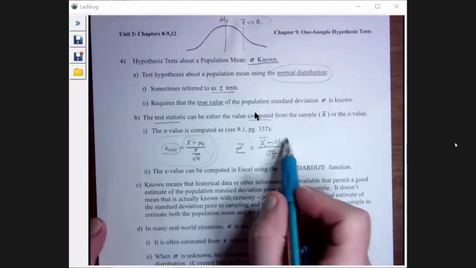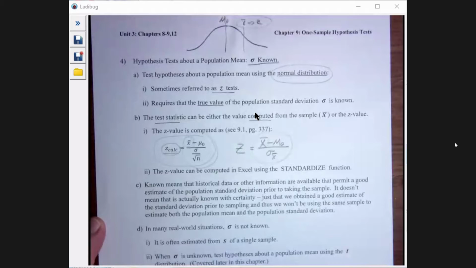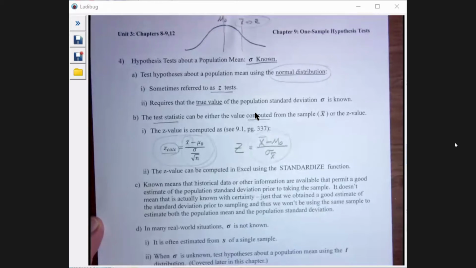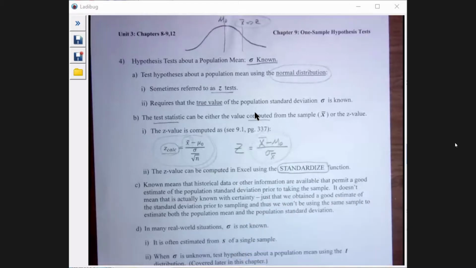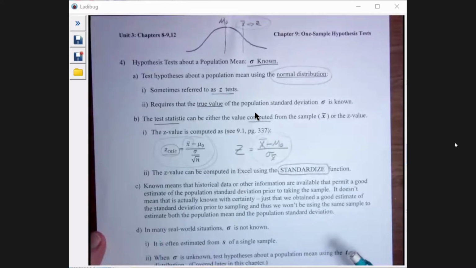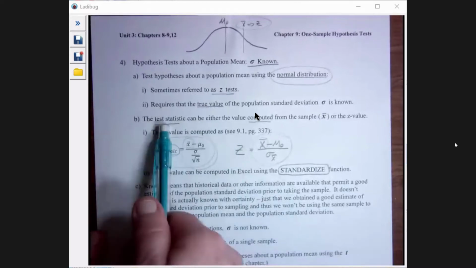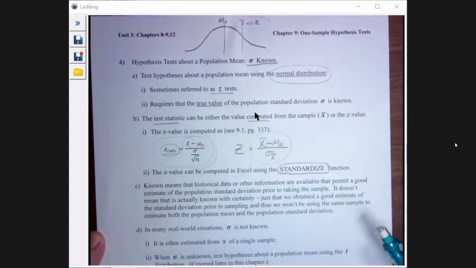And how do we do this in Excel? We use the standardized function. Right? We use the standardized function. So we'll compute the calculated z statistic, the test statistic that they're going to ask you to compute. You're going to use the standardized function. Does everybody understand that?